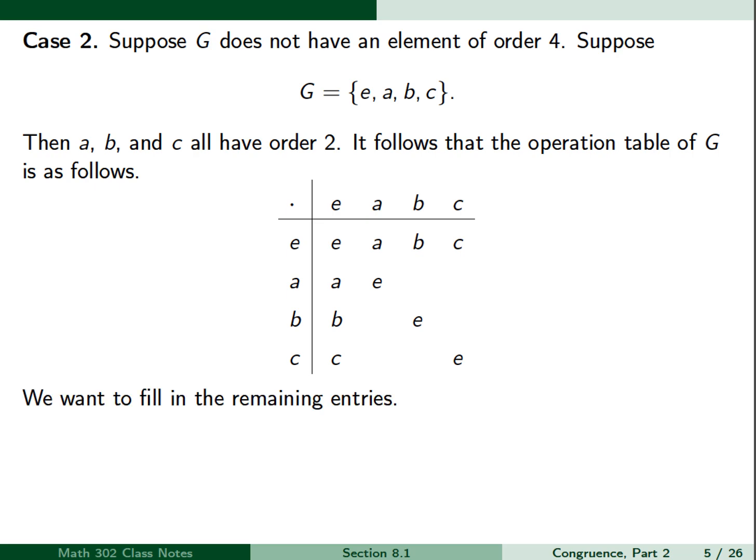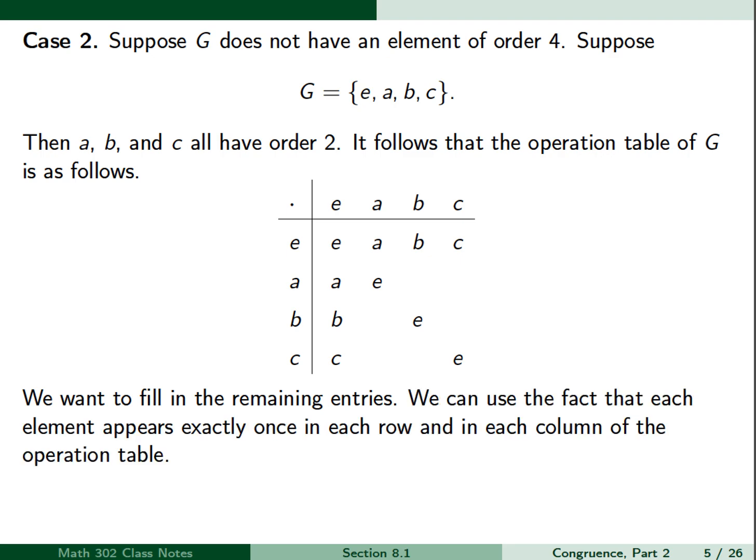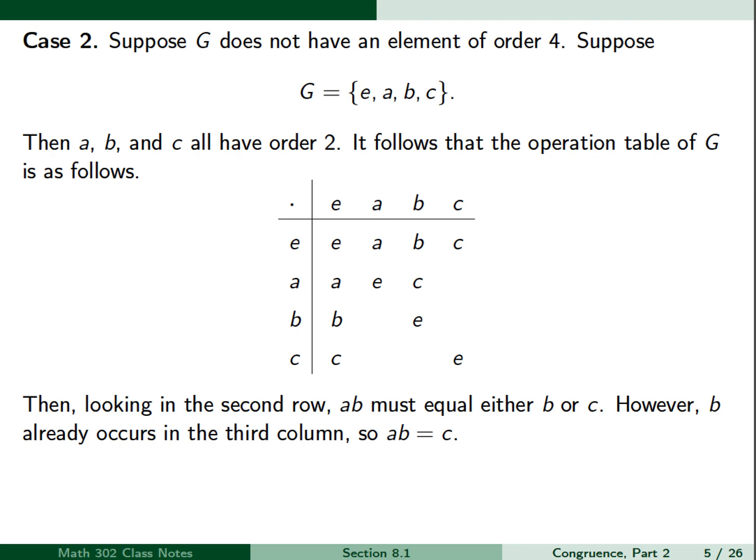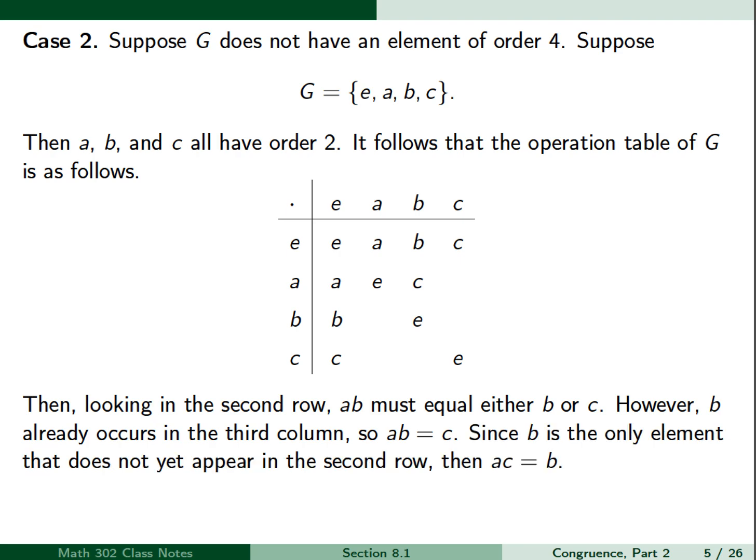Now we want to fill in the remaining entries. We can use the fact that each element appears exactly once in each row and in each column of the operation table. So then, looking in the second row, ab, the third element in the second row, must equal either b or c, since we already have an a and an e in that row. However, b already occurs in the third column, so ab has to be equal to c. Since b is the only element that does not yet appear in the second row, then our fourth entry, ac, must be equal to b.